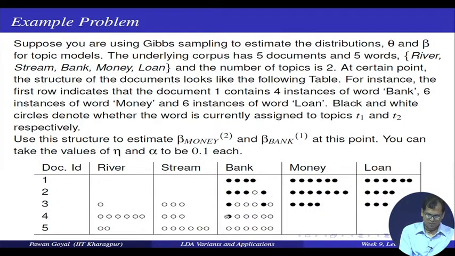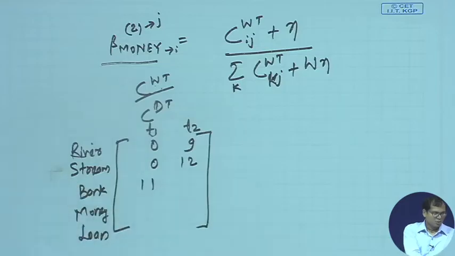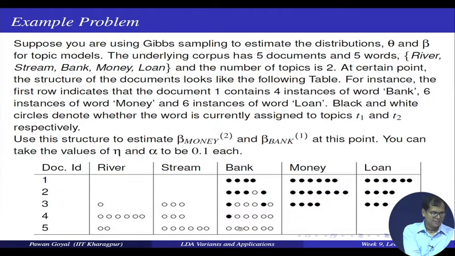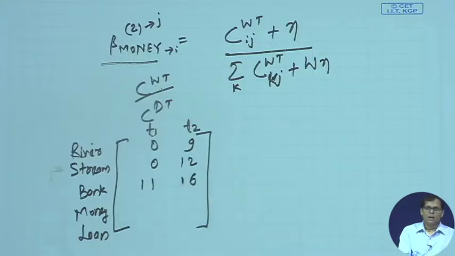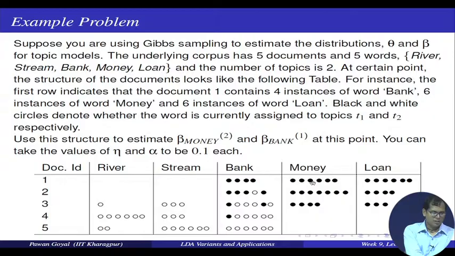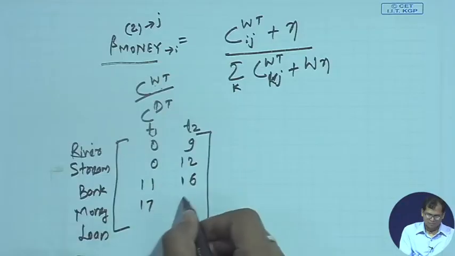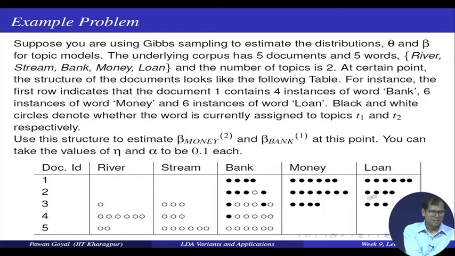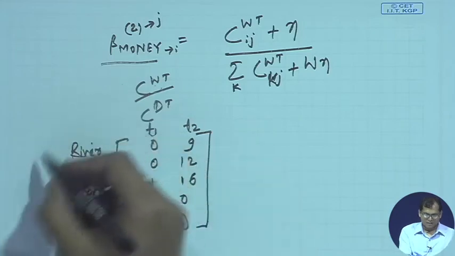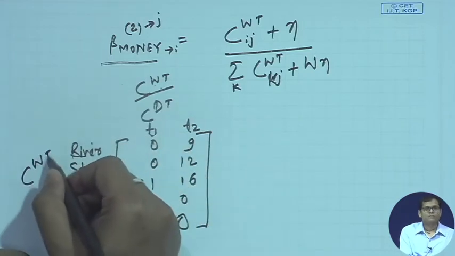11 times topic T1, and 16 times topic T2. Money only topic T1, 6 and 7, 13, and 4, 17. And loan 1, 2, 3, 6, 10, 13. That is your matrix CWT.